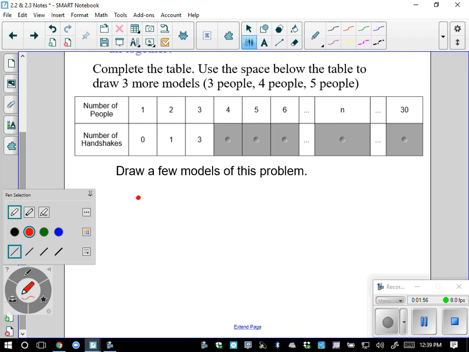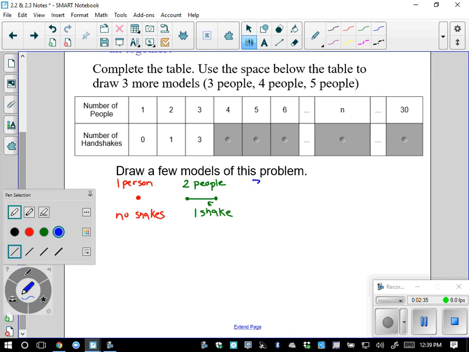So if there's one person represented by a dot, we'd just draw that diagram. And if there were two people, our model would just be like this. And so we see with one person, there's no shakes, because you don't shake hands with yourself, but for two people, there's one shake. And that line segment indicates the shake.